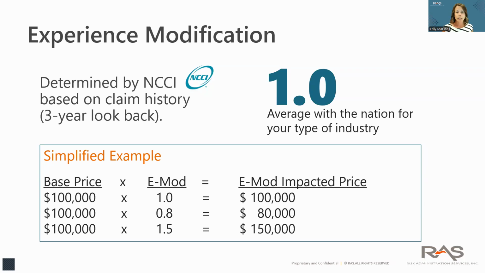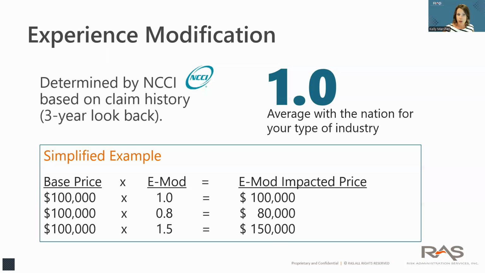However, if you've done a really good job of managing your workers' compensation claims, you don't have a ton of frequency, you are able to keep people at work, get them back to work quickly as soon as that is safely possible, and you're fortunate enough to have an EMOD under 1.0, so in this example, a 0.8, then that base price actually gets discounted when it's modified by that 0.8 EMOD, and you would be paying a premium of $80,000 for your workers' compensation premium.